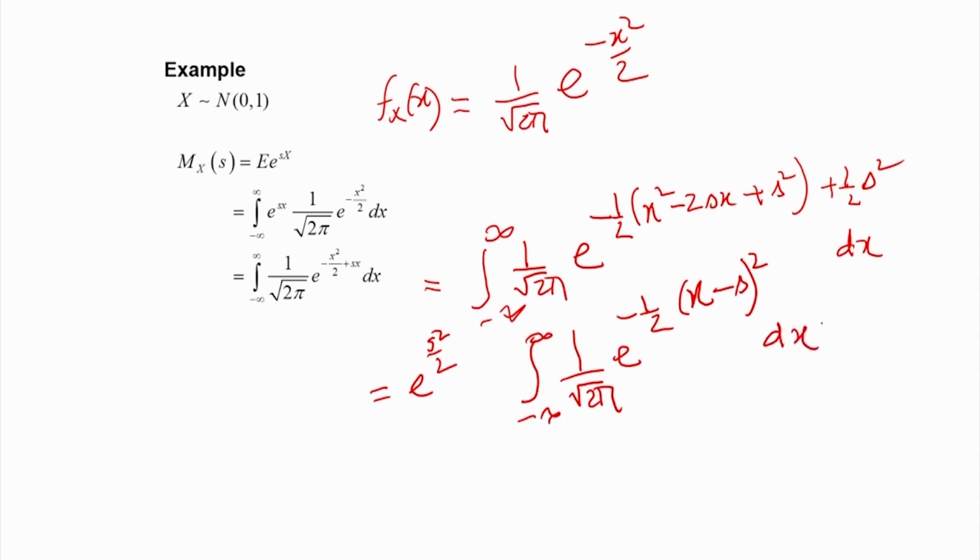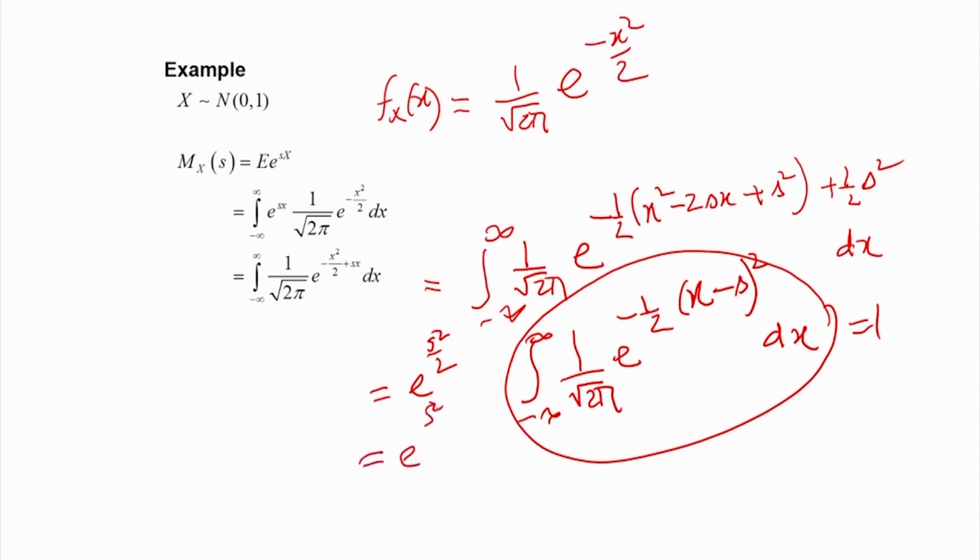Now, we observe that this is a Gaussian with mean s and, of course, variance 1. So, if I integrate this Gaussian from minus infinity to plus infinity, this integral will be equal to 1. Therefore, M_X(s) is equal to e to the power s square by 2. So, the moment generating function for the standard Gaussian is e to the power s square by 2. Now, we can use this moment generating function.